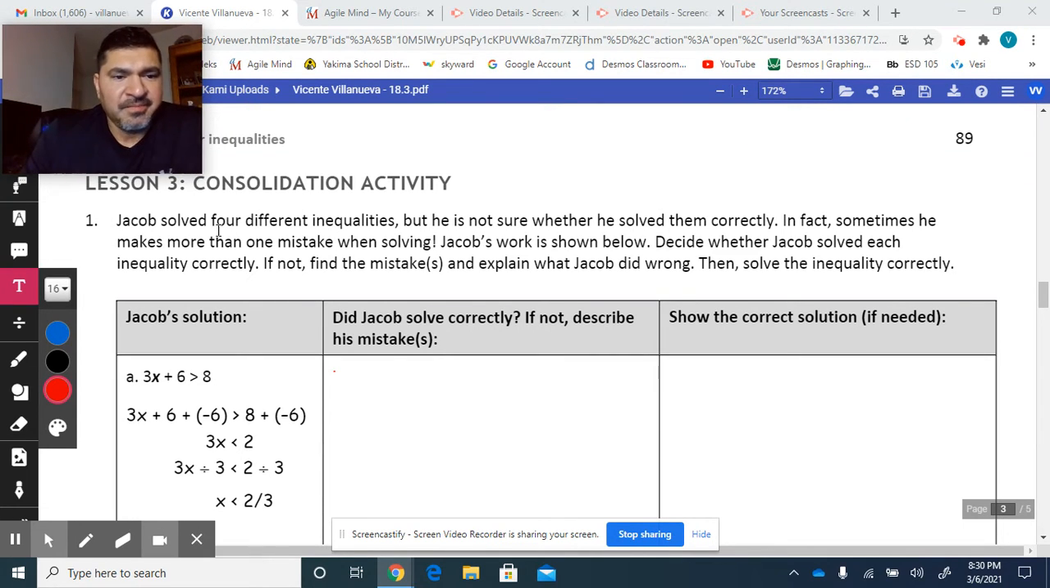Here's problem number one. It says Jacob solved 4 different inequalities, but he is not sure whether he solved them correctly. In fact, sometimes he makes more than one mistake when solving. Jacob's work is shown below. Decide whether Jacob solved each inequality correctly. If not, find the mistakes and explain what Jacob did wrong. Then solve the inequality correctly.